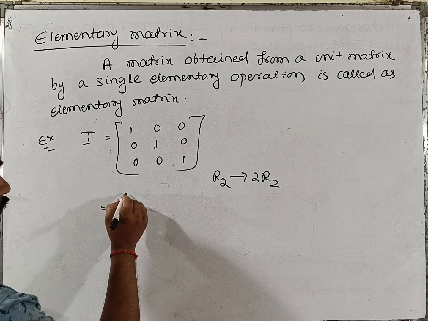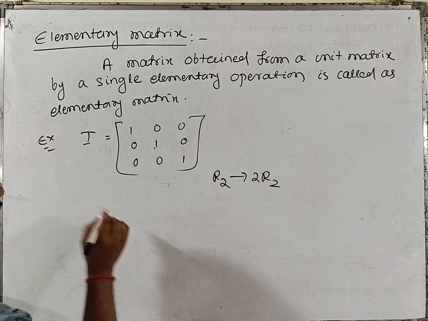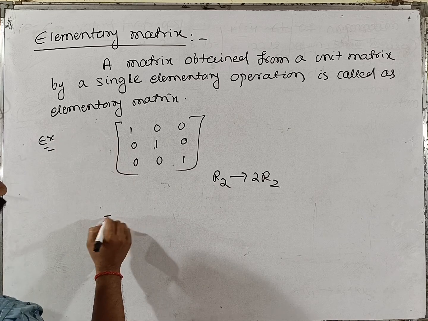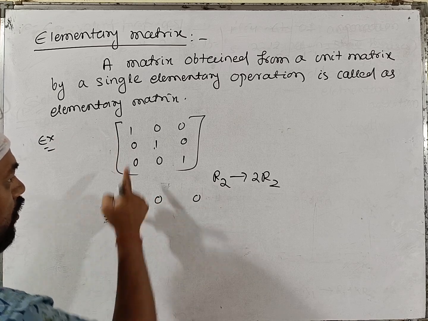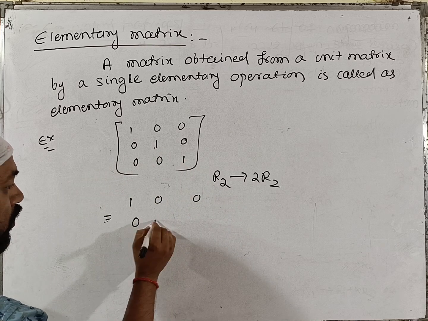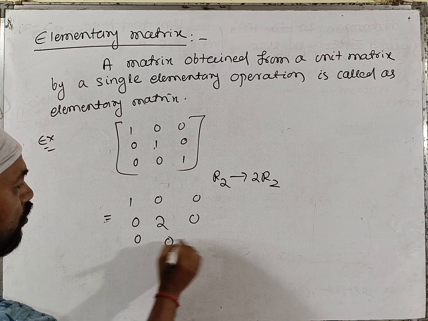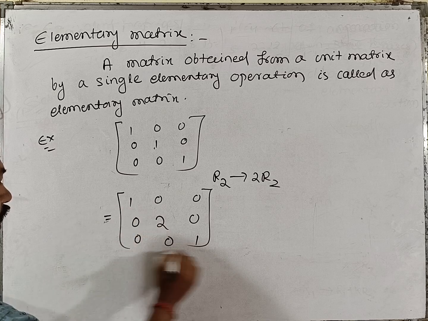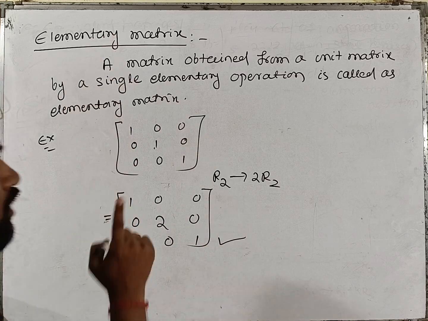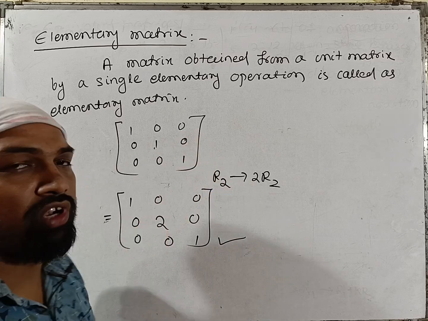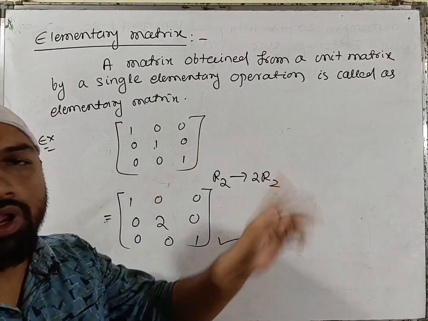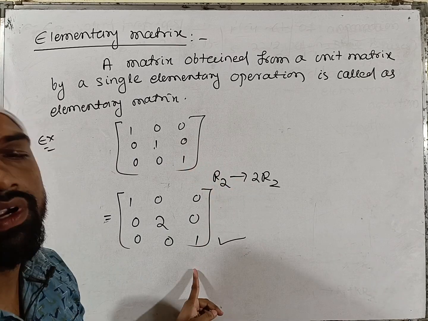So we will get a new matrix, and that will be 1 0 0. The elements of the second row will be multiplied by 2, so it will be 0 2 0, and 0 0 1. You can see that it is a new matrix and it is called an elementary matrix because it has been derived from the unit matrix by a single elementary operation, not more than one, only one operation.